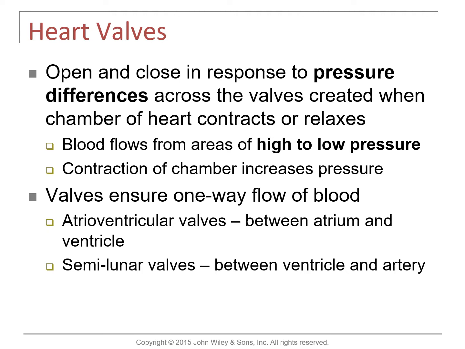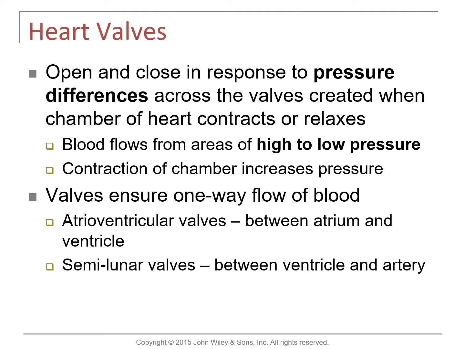Blood always flows from areas of high to low pressure, and it is the contraction of the heart chambers that increases and creates the pressure. So the opening and closing of the heart valves ensure one-way flow of blood. The atrioventricular valves are the tricuspid on the right and the bicuspid on the left. And again, these separate the atria from the ventricles.